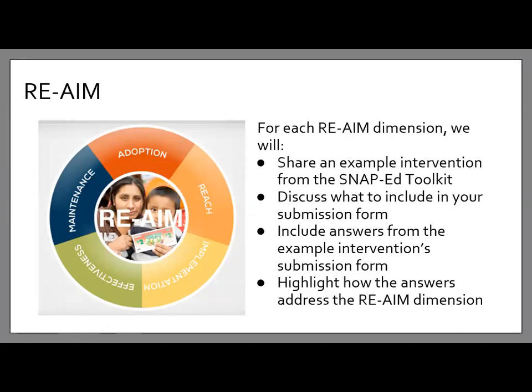So to help you get a better sense of what is needed as you work to answer the various questions in the submission form, we're going to use some examples from past submissions for interventions that are currently included in the toolkit. So for each dimension of REAIM, we're going to first provide you with some background information on the example intervention, so you'll have a sense of what the intervention is about. And next, we'll take a look at some questions that will be important for you to address as you complete the submission form that relate to the specific REAIM dimension. And then we'll show some answers from the example intervention submission form that show how the intervention successfully addressed these questions.